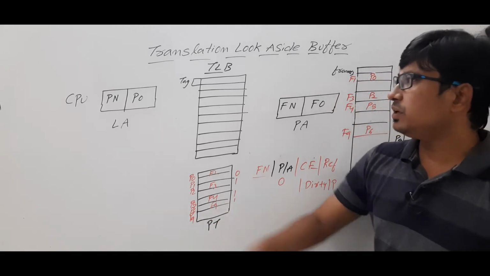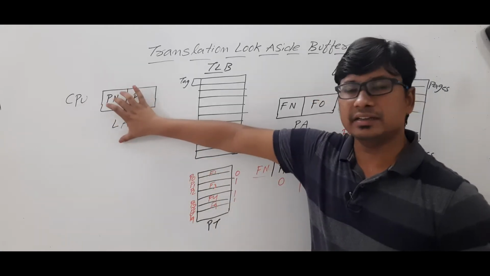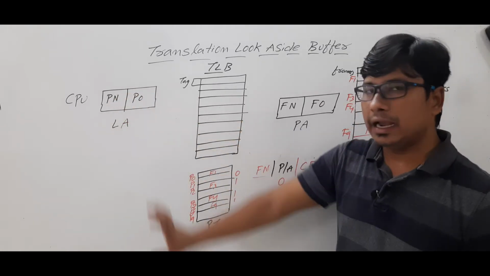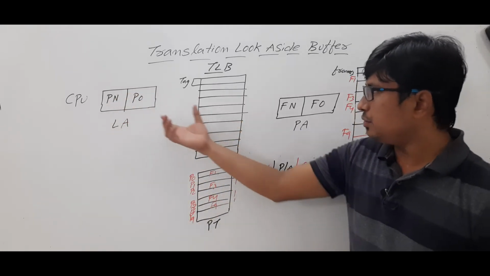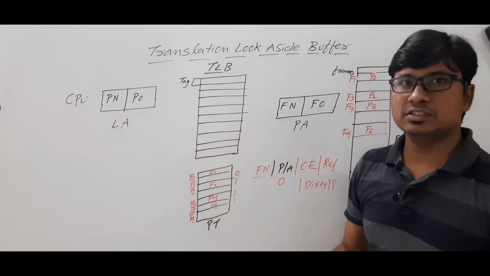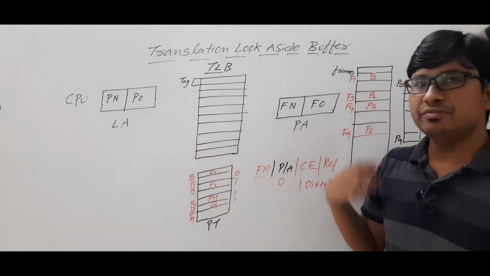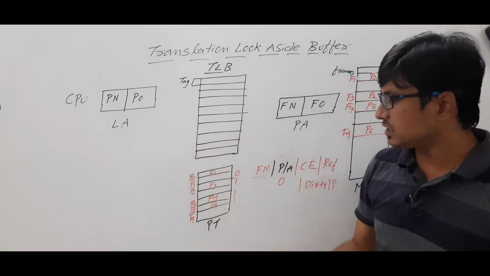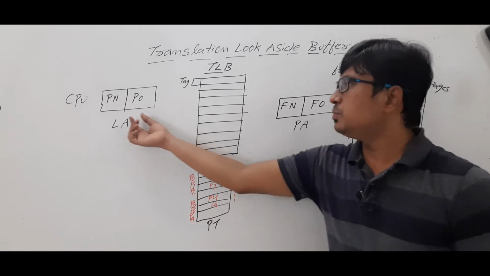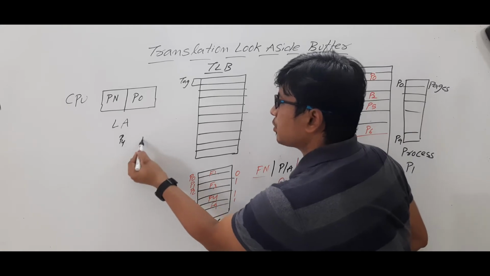Now, usually the CPU generates the logical address. The logical address consists of page number and page offset. And remember one thing: if you want to convert the logical address to a physical address, the memory management unit will do the conversion. For that conversion, the page table plays a major role, because the CPU is searching for page number 4 of a process P1.